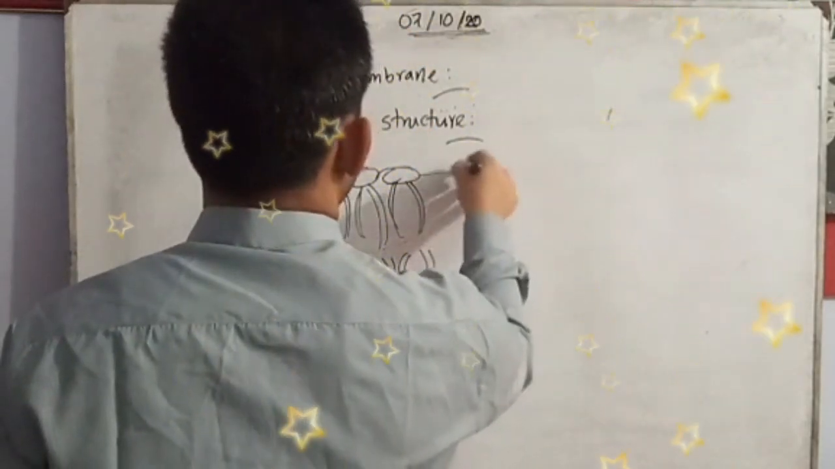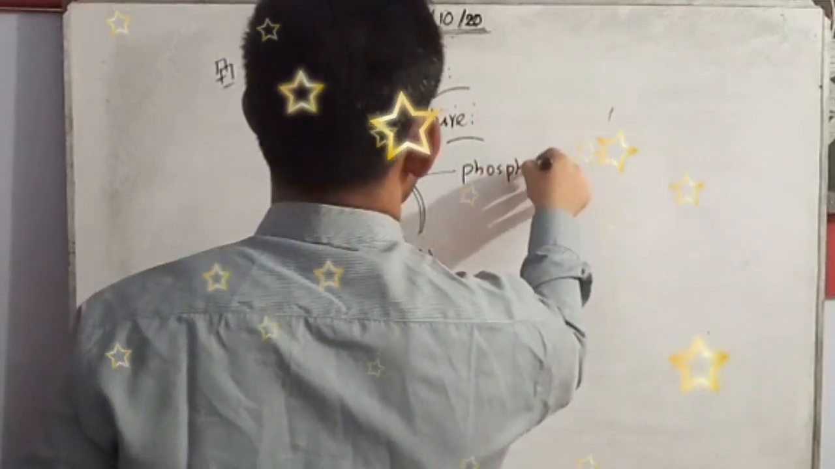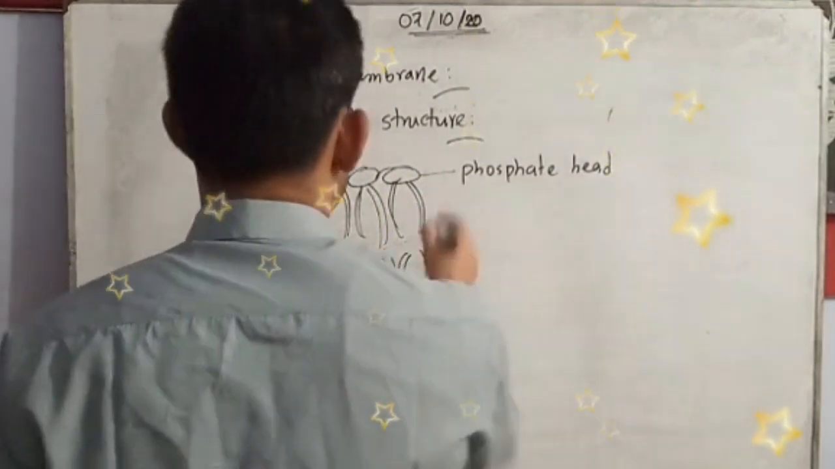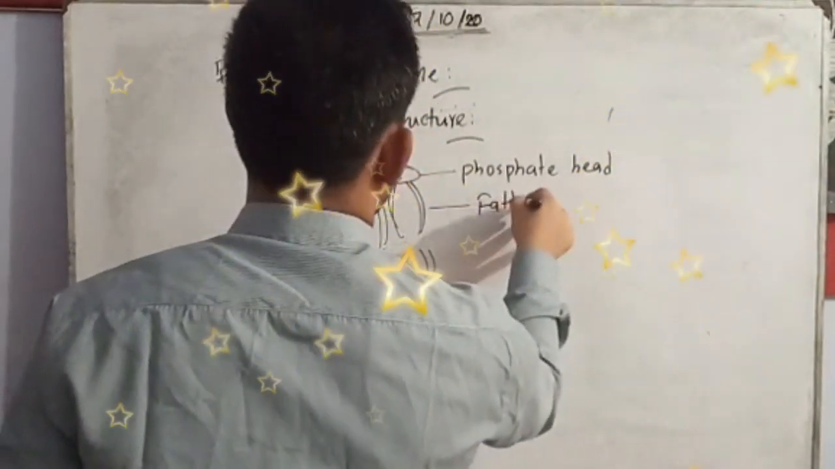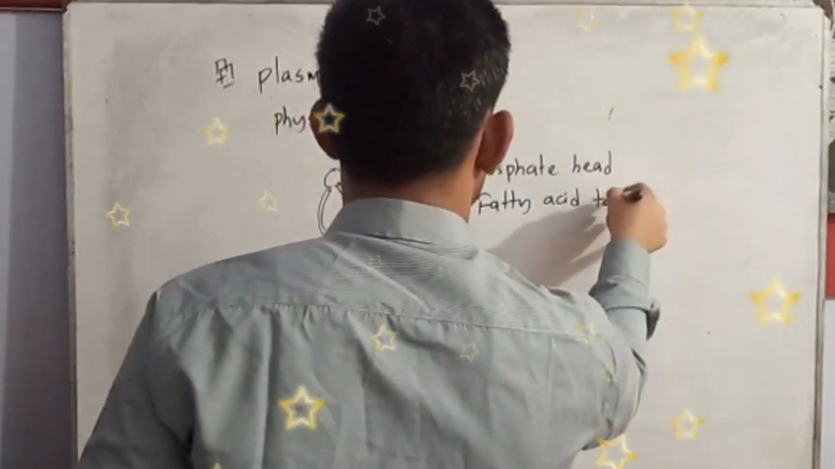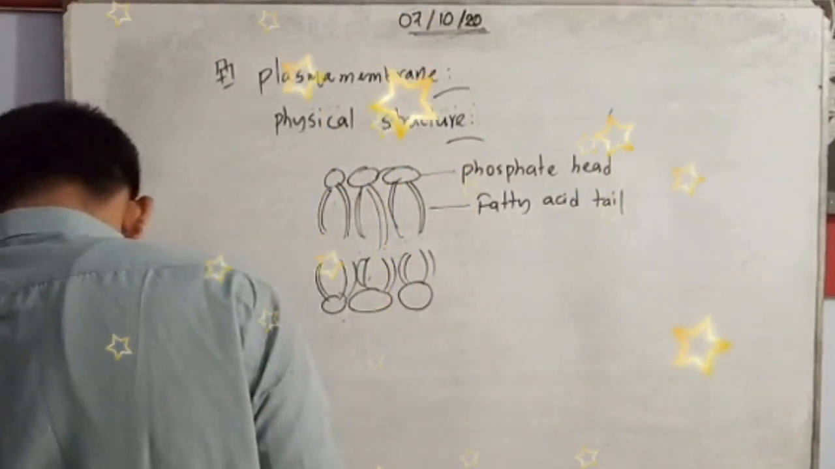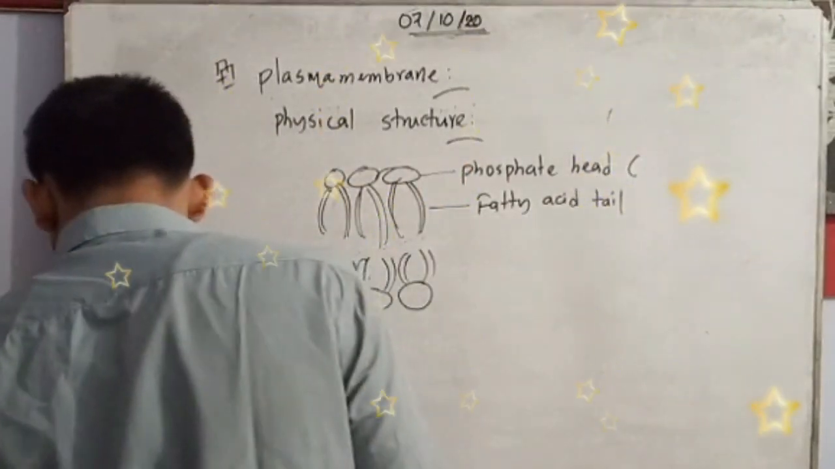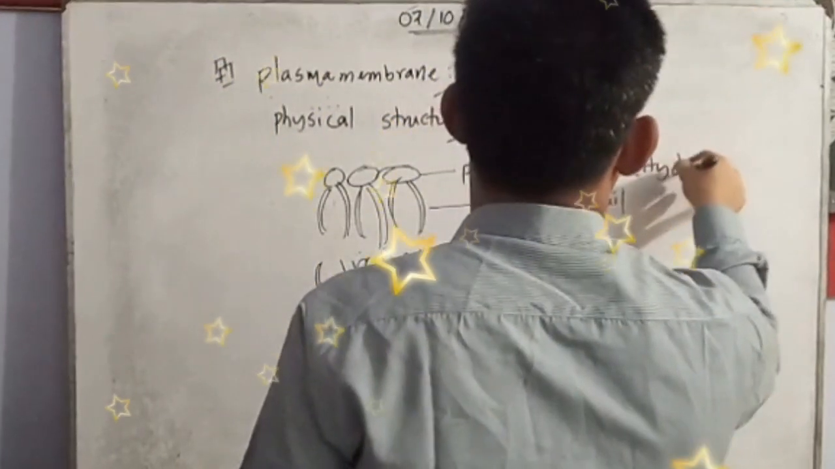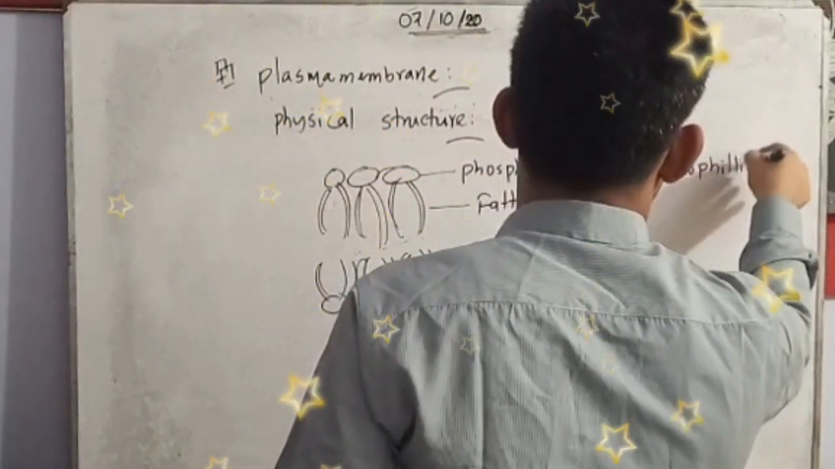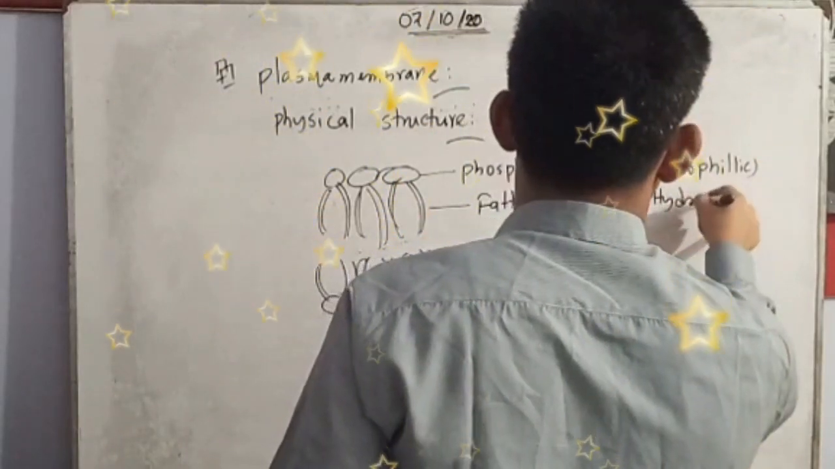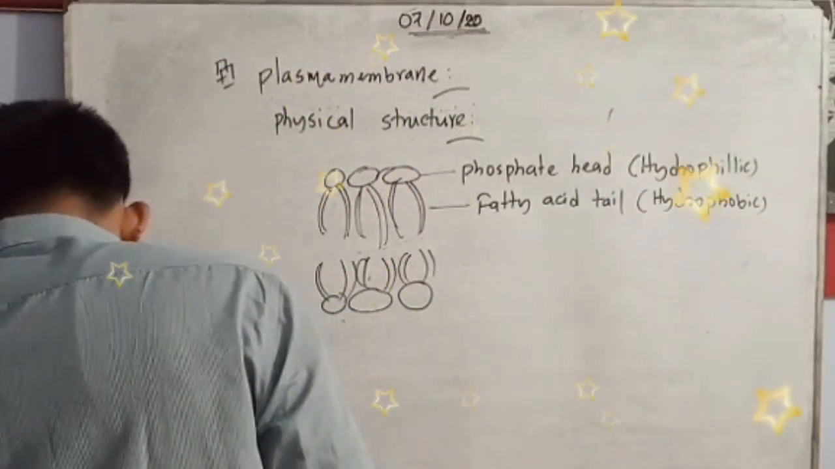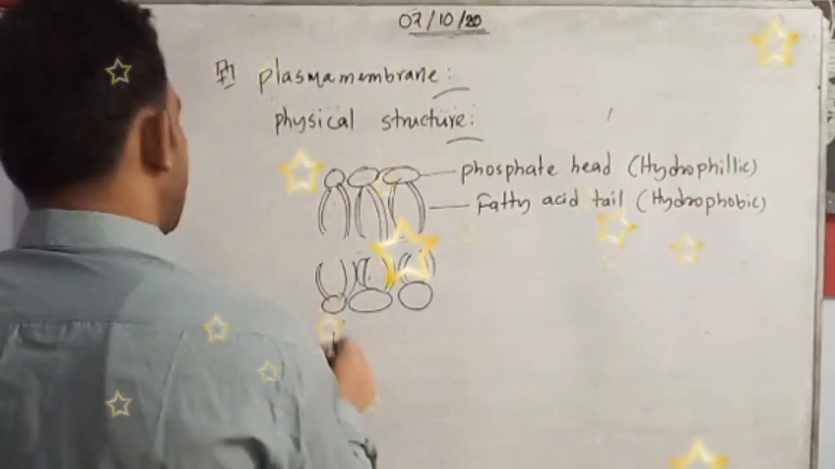This is the phosphate head. And this one is the fatty acid tail. Very important for MCQ. Fatty acid tail. This one, the phosphate head, is always hydrophilic. And this one is hydrophobic. And this is the phospholipid bilayer figure.